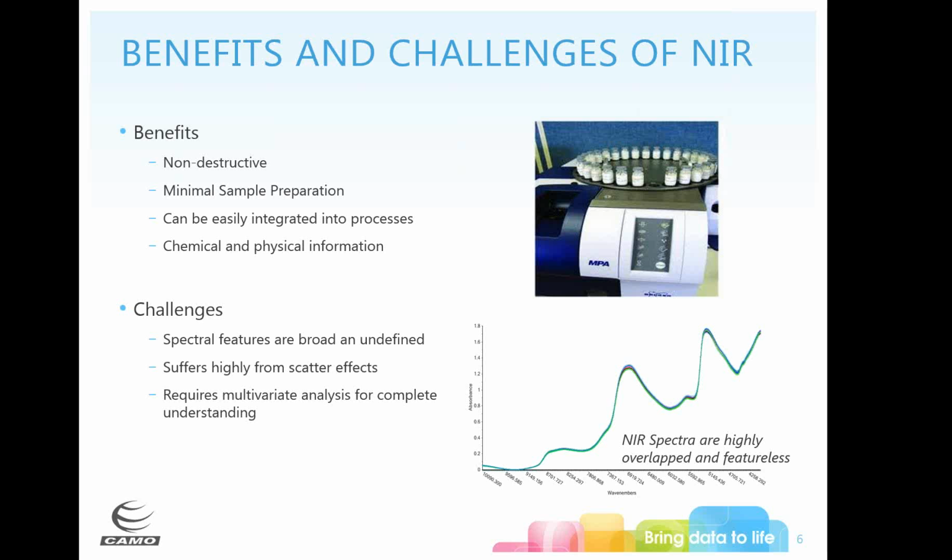Now, as I've mentioned before, some of the challenges are that there are these wide spectral features that can be undefined. We do suffer from scatter effects, so it does need a little bit of pre-processing. If you're not looking at particle size, for example, we need to get rid of those kind of scattering effects. And therefore, it requires this multivariate data analysis to really understand what you're looking at.